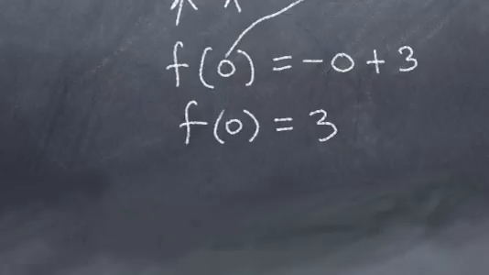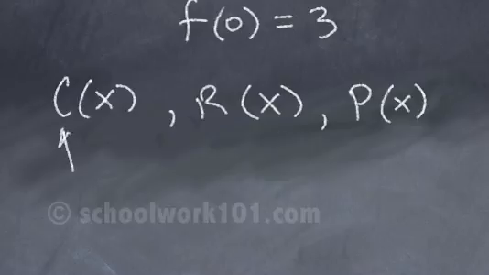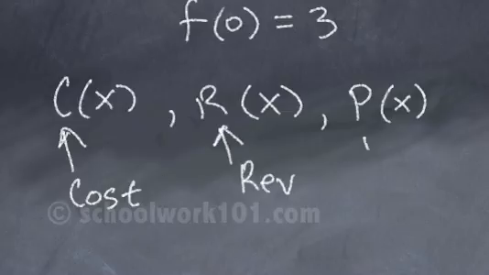Now we can call our function anything we would like. Here are some examples of functions that you're going to see in the future. C, let's say, in this particular function here, is the cost. So that may represent the cost of an item being made. R, the revenue, and P, the profit. So we can call our function anything we like.